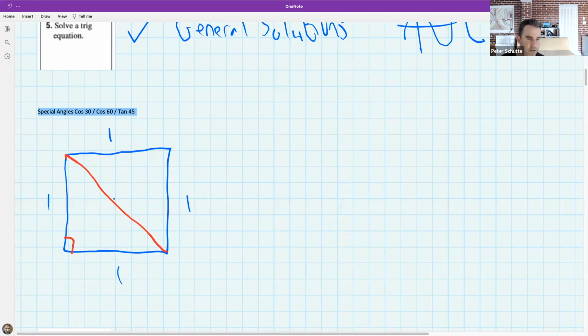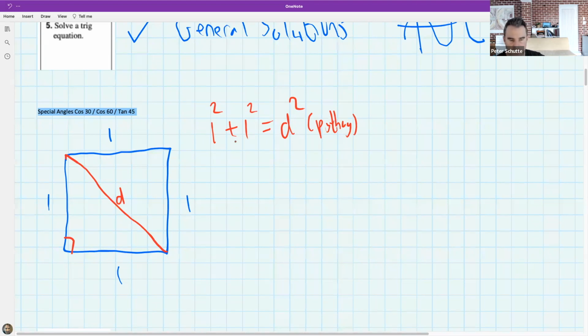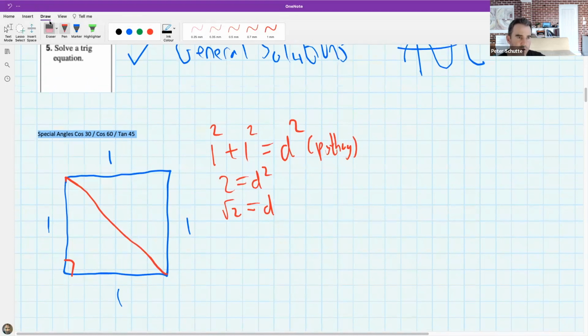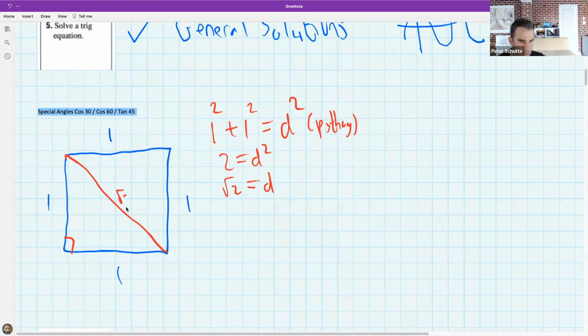I'll call it D for diagonal. How about that? Yeah, I think it's going to be root 2. Let's just do the math to make sure everyone sees where we're going with this. So 1 squared is 1, and another 1 squared, that's 2, is d squared, and then square root 2 would be d. And so I'm going to write square root 2 on the main diagonal.